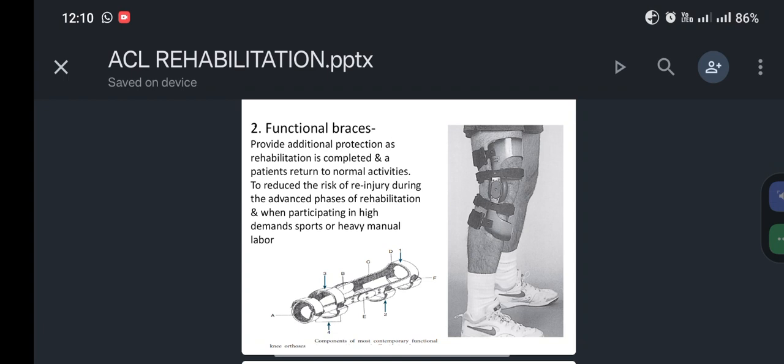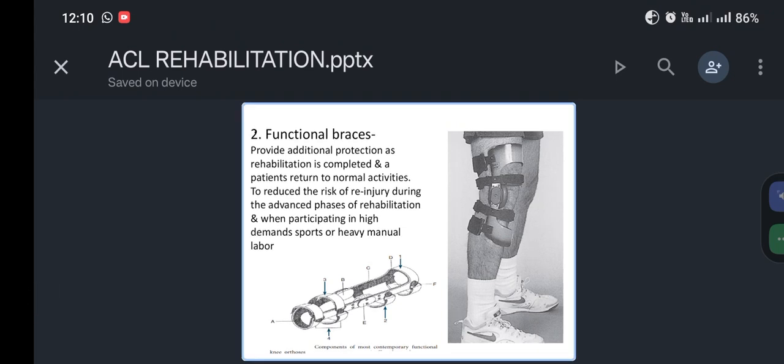So the next brace is the functional brace. It provides additional protection as rehabilitation is completed and the patient returns to normal activities. It is used to reduce the risk of re-injury during the advanced phases of rehabilitation, and when participating in high demand sports or heavy manual labor.